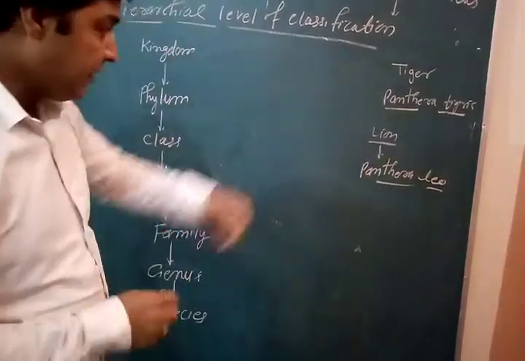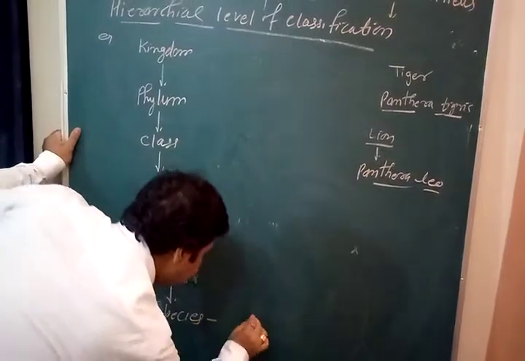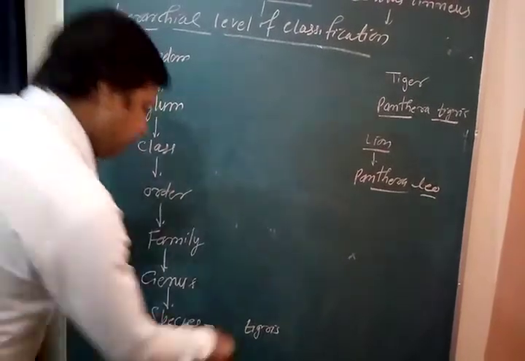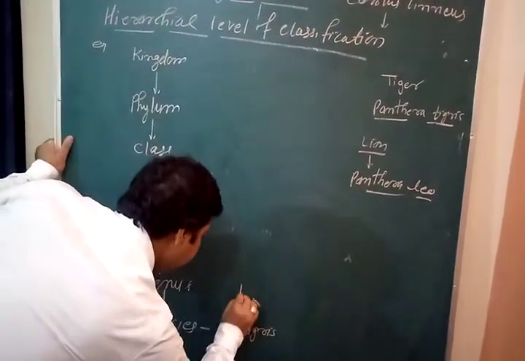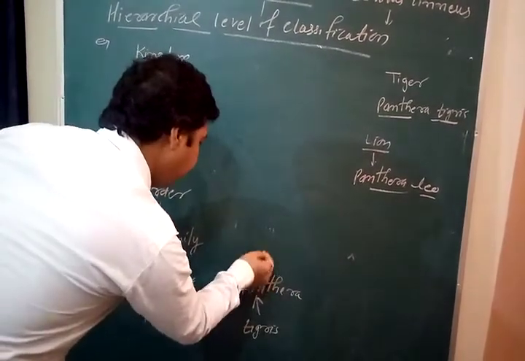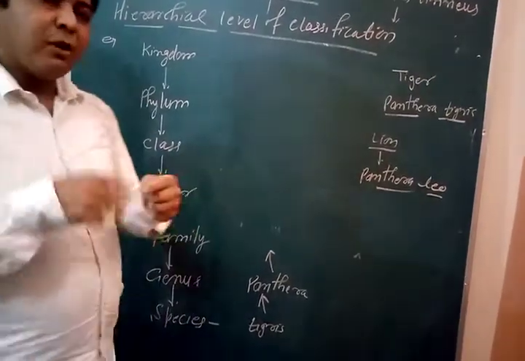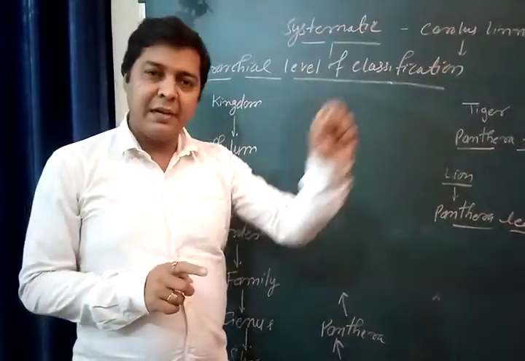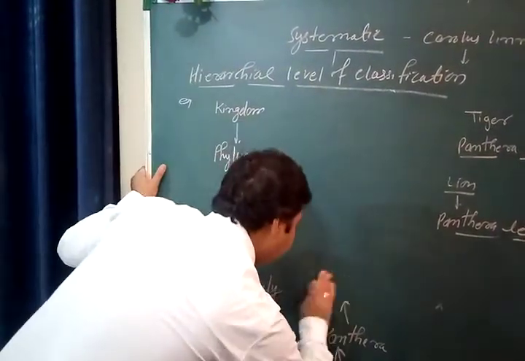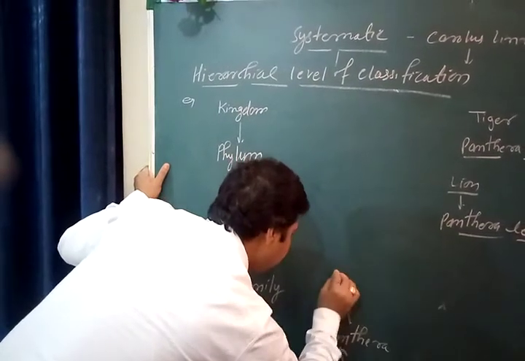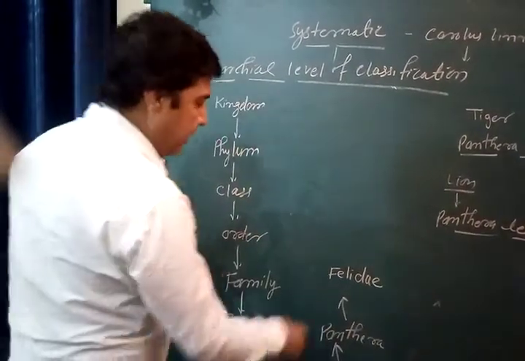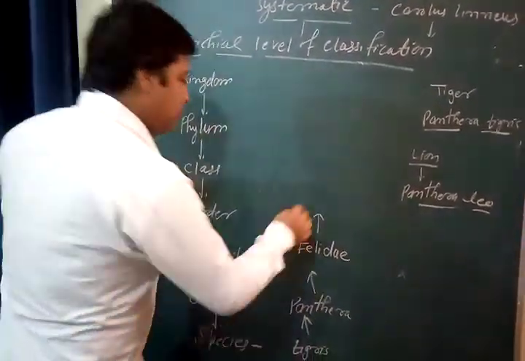As an example, if we say tiger, what do we write? Tigris is the species. Then what would be the genus? Panthera. Then what would be the family? The family is taken from the cat. If you see the scientific name of cat, Felis catus. So the family is Felidae. Then the order is Carnivora.